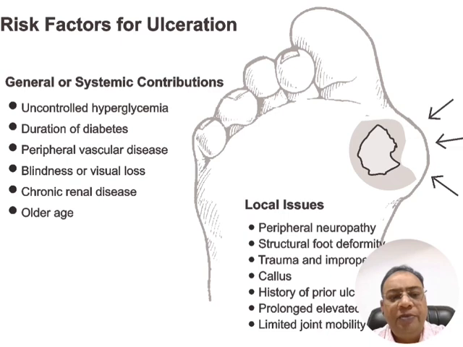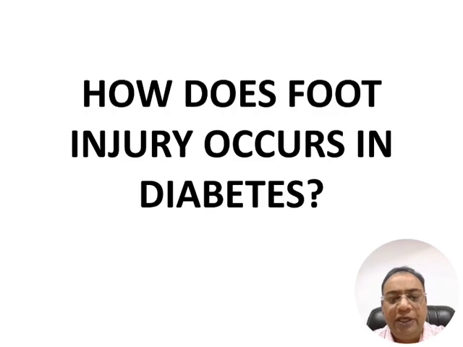Risk factors for ulcer formation in general and systemic contributions are uncontrolled diabetes, duration of diabetes, peripheral vascular disease, blurred vision, chronic renal disease, and old age. Whereas local factors are majorly peripheral neuropathy, structural deformities, trauma, callus, previous history of ulceration, prolonged elevated pressures, and limited joint mobility.